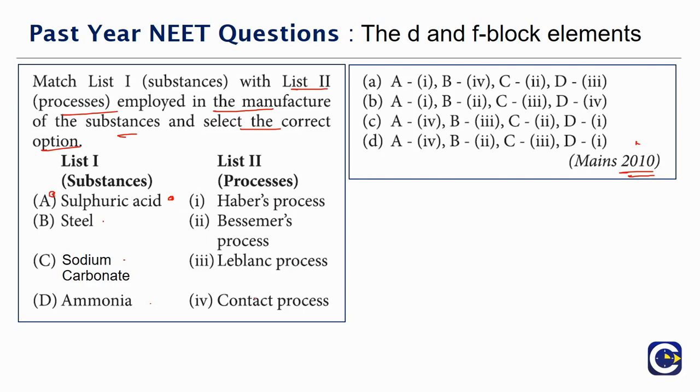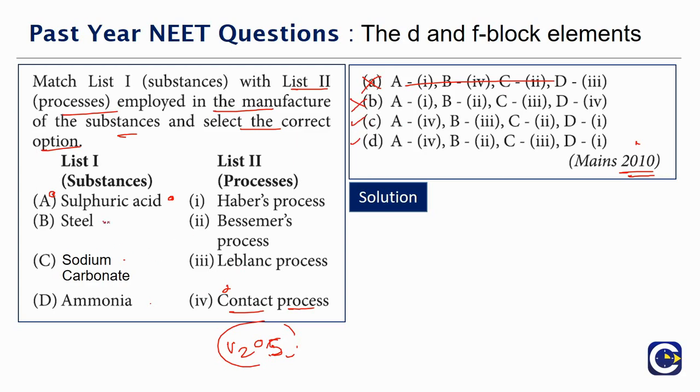So look at this, sulfuric acid. What is sulfuric acid? It is manufactured by the contact process, where we use V2O5 as a catalyst. It will convert SO2 to SO3. So sulfuric acid is the contact process, which means A should be matched to 4. Where is A matching to 4? Check it. Here A is matching to 1, out. Here A is matching to 1, out. So we should look at either C or D. Clear.